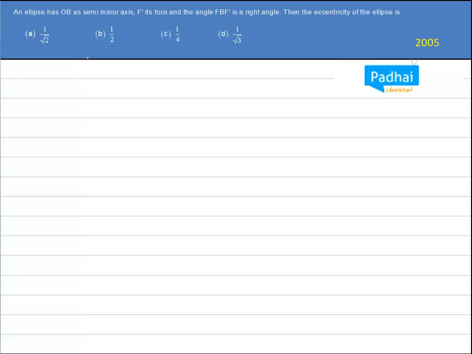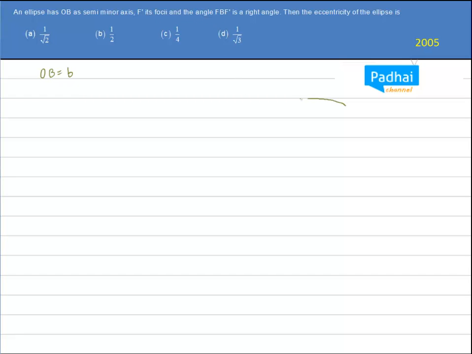Okay, now let us see a 2005 problem. It says that an ellipse has OB as semi-minor axis. So OB is semi-minor, so this becomes only B instead of 2B. And F' and F are the foci which make a right angle at point B.